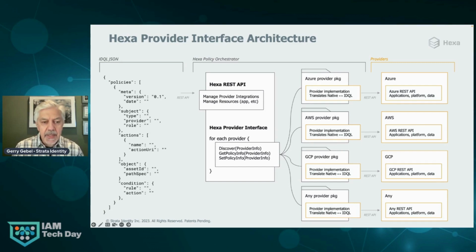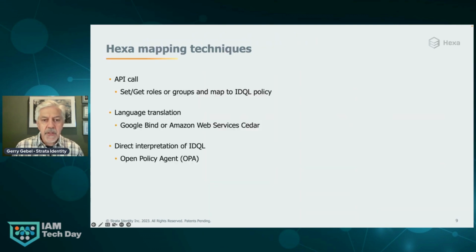Okay, so how have we built integrations so far? Well, up until this time, we've come up with 3 different ways to do the mapping between IDQL and a target system. So the first one could be one of those API calls that I just mentioned. So we can use an API that's available to do a get or a set of roles and groups to map that to the IDQL policy and back and forth.